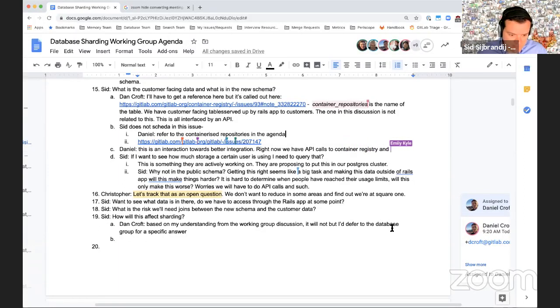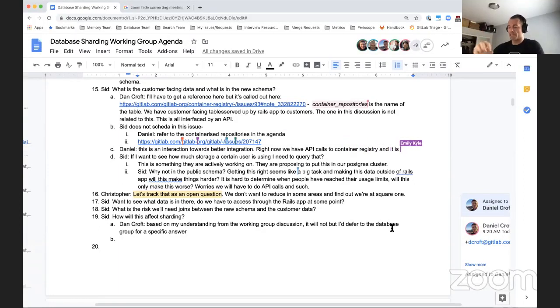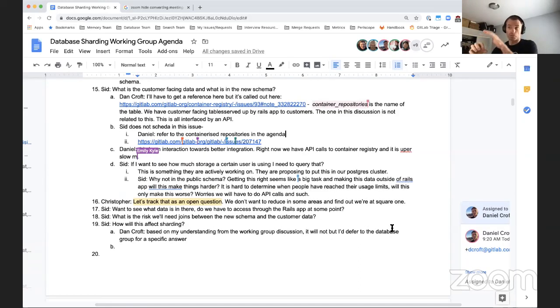Yeah, and so by pulling this into the database, the API calls will still be happening, and we're still taking those API calls from the container registry and then pulling that data into these customer-facing tables that we have in our production schema.